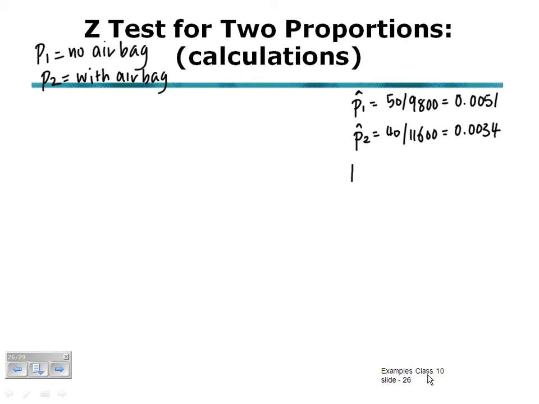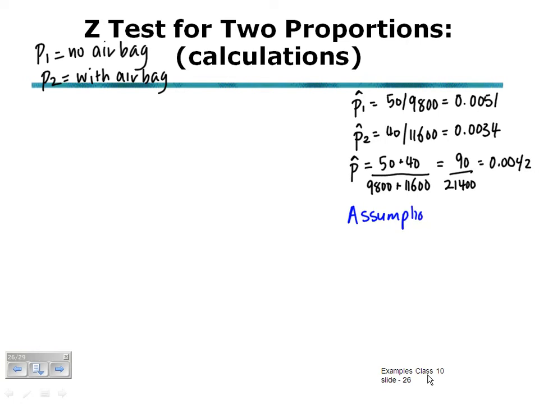And the pooled proportion, this is P hat, the pooled proportion, that would be 50 plus 40 on the top line, divided by 9,800 plus 11,600 on the bottom line. That's 90 out of 21,400. That pooled proportion there is 0.0042.